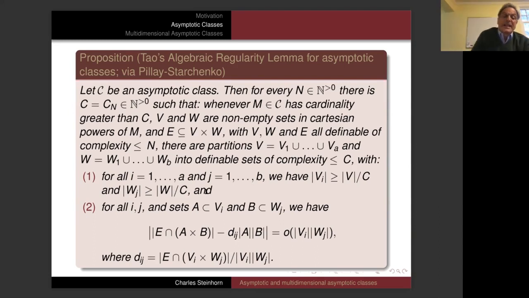That's the important point. And then if you let Dij be the expected probability, the density of edges in Vi cross Wj, so it's just the expected number of edges. And what the theorem states is pretty remarkable. It says if you take any subset A of Vi and any subset B of Wj, then the number of edges between A and B is approximately the expected number of edges, so Dij times |A||B|. So it's a definable regularity lemma on these sets, which is quite nice. That extends what Tao proved in the case of finite fields.